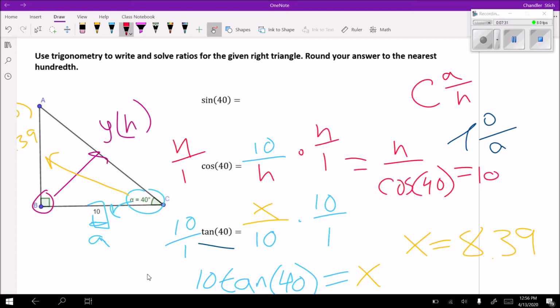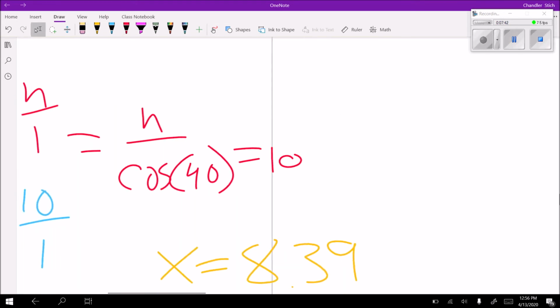Again, I'm still left with a fraction, which makes it kind of difficult for me. I don't even know what h is, so it's not like I can plug this fraction into my calculator and solve that, because I don't know what h is. But again, you can make another fraction. H over cosine of 40 is equal to 10.